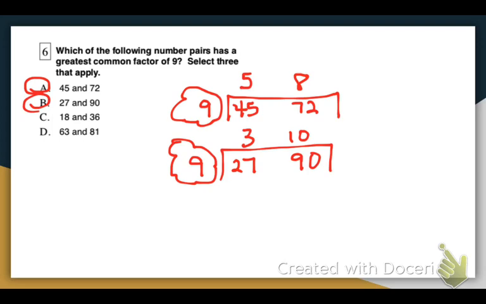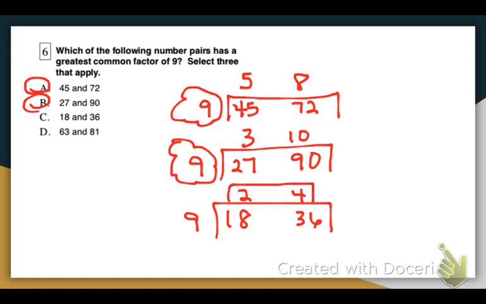C, I've got 18 and 36. Okay, so I know 9 will work, so 2 times 9 is 18, and 4 times 9 is 36. Oh, but 2 and 4 are both even numbers, so I can divide here by 2 and get 1 and 2 there. And remember, I have to multiply, so the greatest common factor here is 18, not 9.